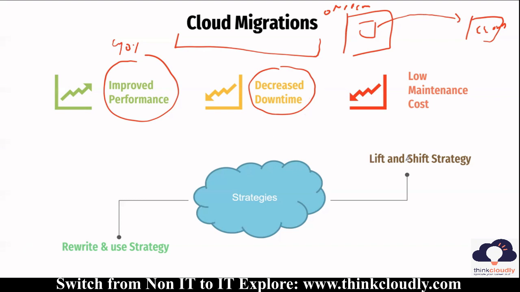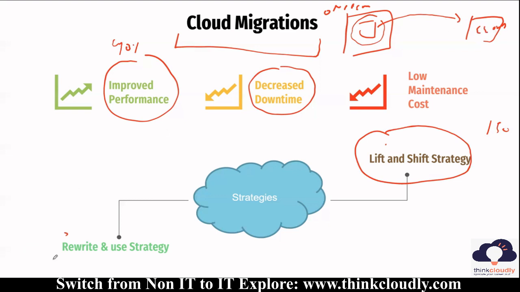Now, what is the lift and shift strategy? There are two types of strategy to do the cloud migration: lift and shift, and rewrite and use. Lift and shift means you lift your code and move it to cloud. You just copy and paste it to the cloud. That's it. That is lift and shift, and that's the easiest strategy to do cloud migration. But here, you cannot leverage the other services of AWS. AWS supports 150 plus services. So if you do lift and shift, you just simply move your code from one server to another server in the cloud, which means you're using only one single service.